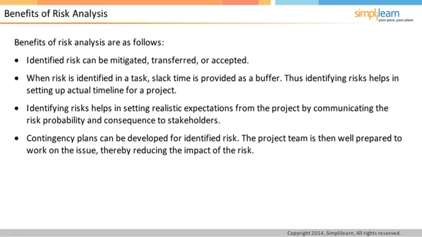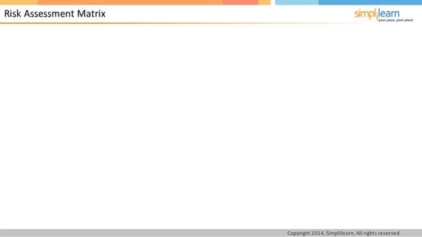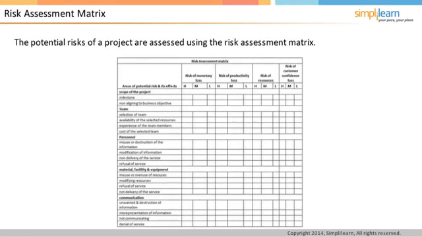The potential risks of a project are assessed using the risk assessment matrix. It covers potential risk areas like project scope, team, personnel, material, facility and equipment, and communication. Each of these areas is assessed in terms of risk of loss of money, productivity, resources, and customer confidence. In the subsequent screen, we will discuss project closure.